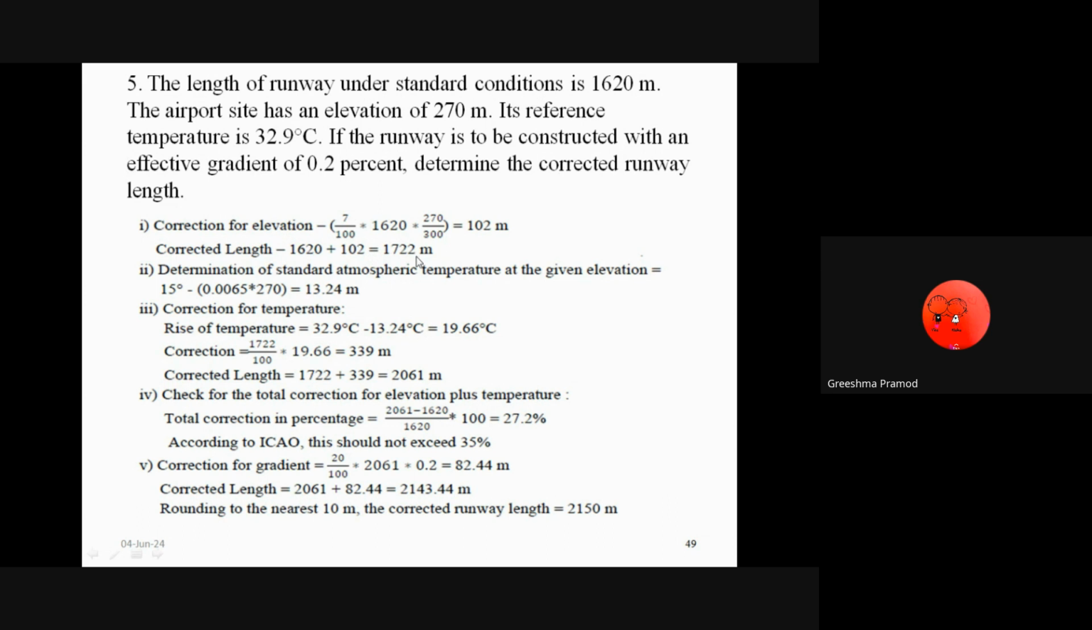After that, you need to apply the correction for temperature. For correction for temperature, ICAO recommends that the basic runway length after having been corrected for elevation should be further increased at the rate of 1%.